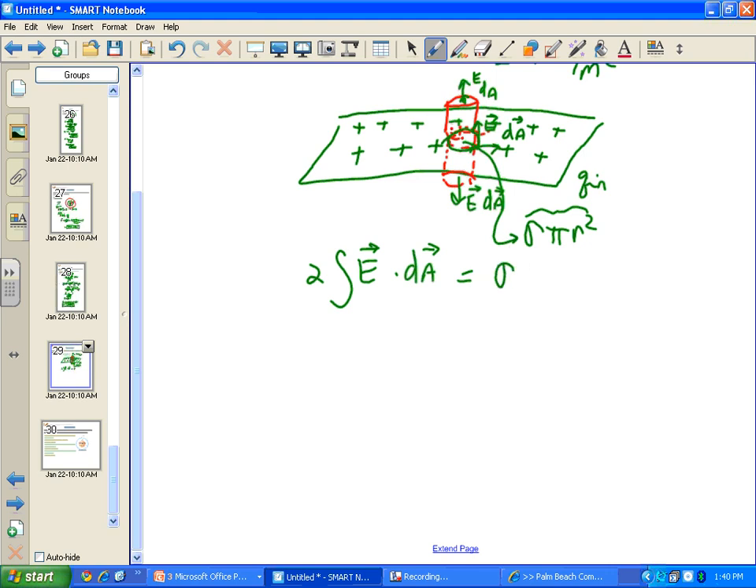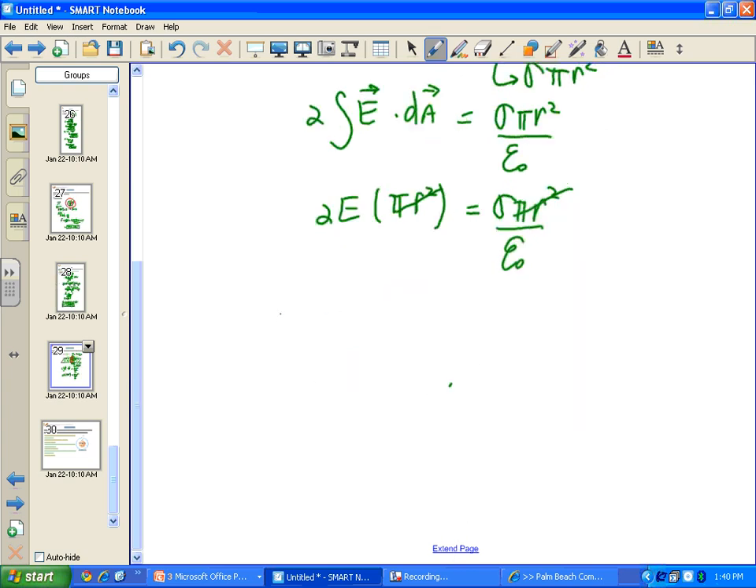Well, let's see. Sigma times pi r squared over epsilon naught equals 2 times the electric field times the area of the cylinder, and of course 2 times means we're taking into account the top and the bottom. But look here, pi r squared cancels on both sides, and therefore the electric field is calculated as sigma divided by 2 epsilon naught in the r hat direction, which means basically it doesn't have a spatial dimension.